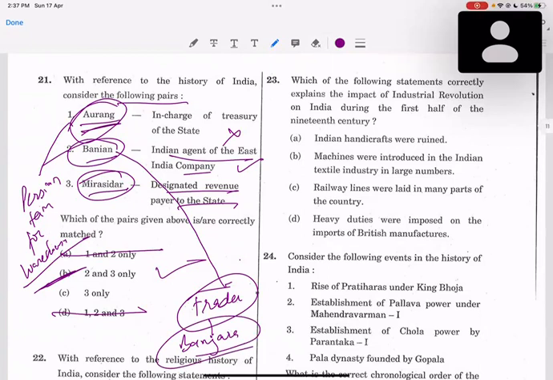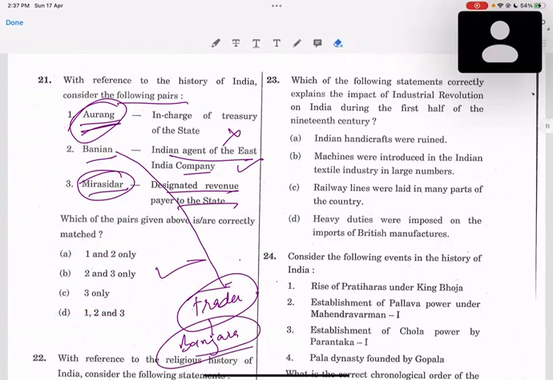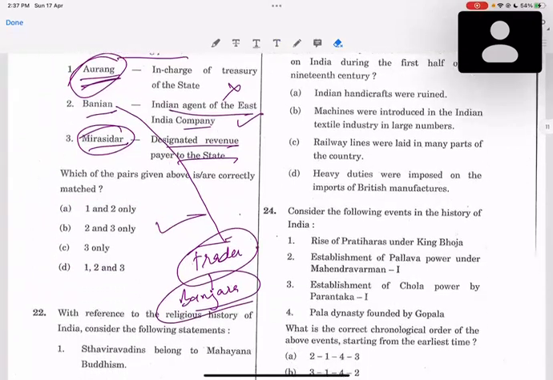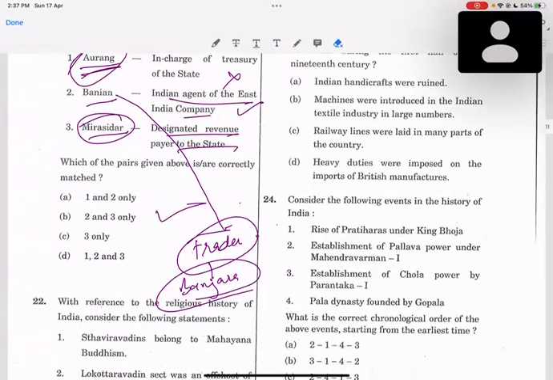Alright. So this is how UPSC is playing with us. They are asking questions on the basis of previous years only. It's just that we don't analyze our previous year questions properly. That's why we are not able to attempt. And this Mirasidar, basically, he was the revenue payer to the state. Basically, this was created under the Ryotwari system.